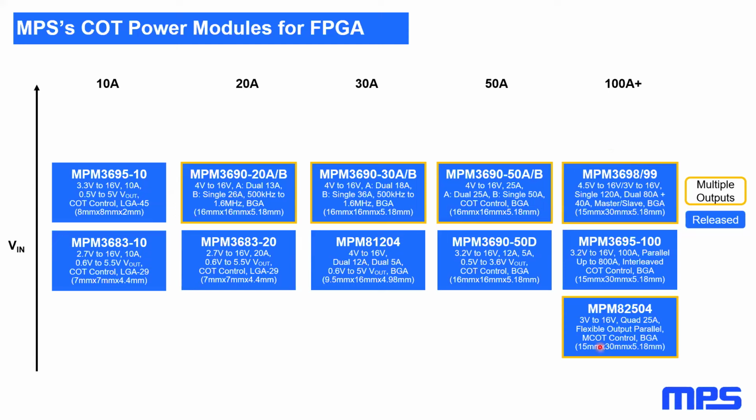Oh, and this 82504 is our quad output 25 amp module. So the outputs can be joined together as required. So we can have either four 25 amp outputs, or one 25 amp output and one 75 amp output, or whatever is required. This further increases the flexibility and the capability of using the same part for multiple power rails in complex designs.